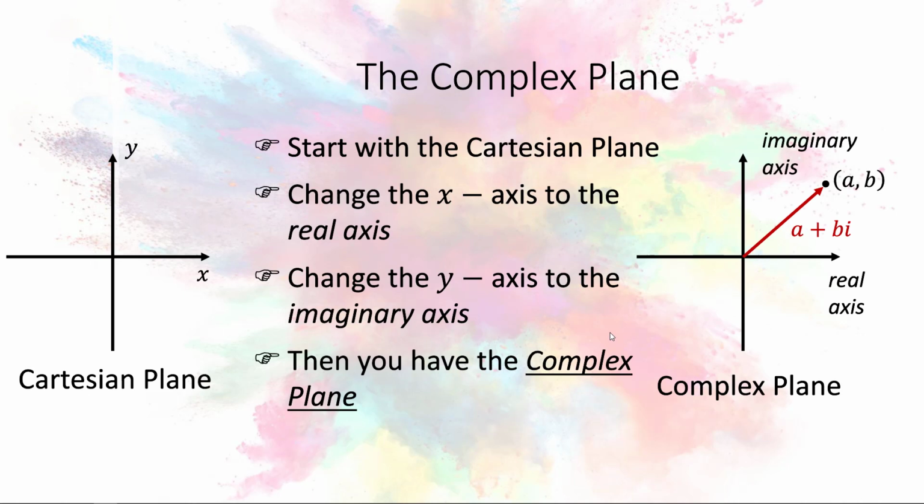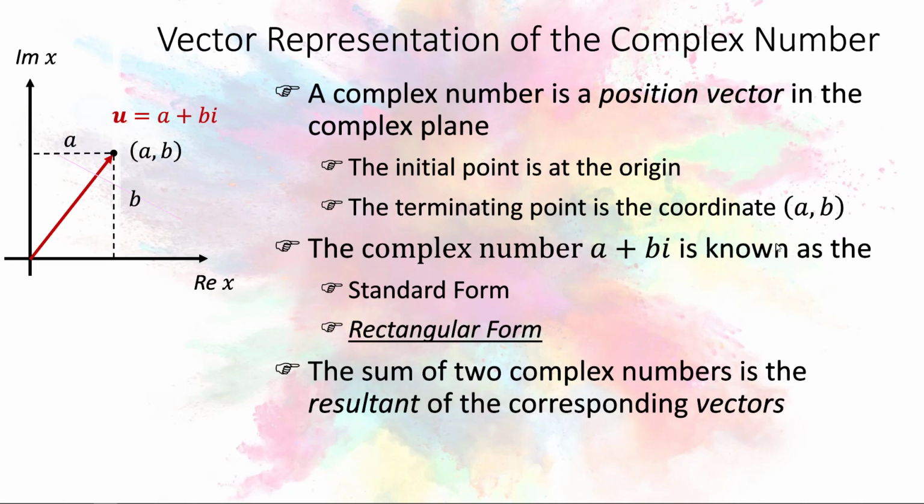Well, if we start with the Cartesian plane, change the x-axis to the real axis and the y-axis to the imaginary axis, we have a complex plane where the horizontal axis is the real axis and graphs the real part, and the imaginary axis graphs the imaginary part. And as you can see, here is a complex number, and it is represented as a vector. Which brings us to this.